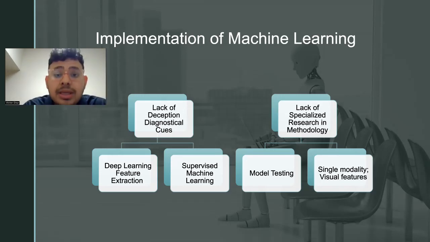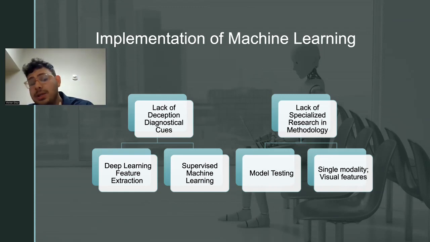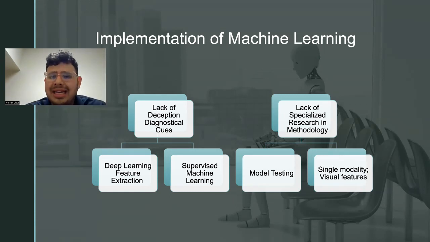So deep learning can really address the issue of diagnostic cues by feeding it enough information. It should find cues that are very hard to tell by the human eye. Now, specialized research in the methodology, that's a very nice thing we can tackle with extensive testing.